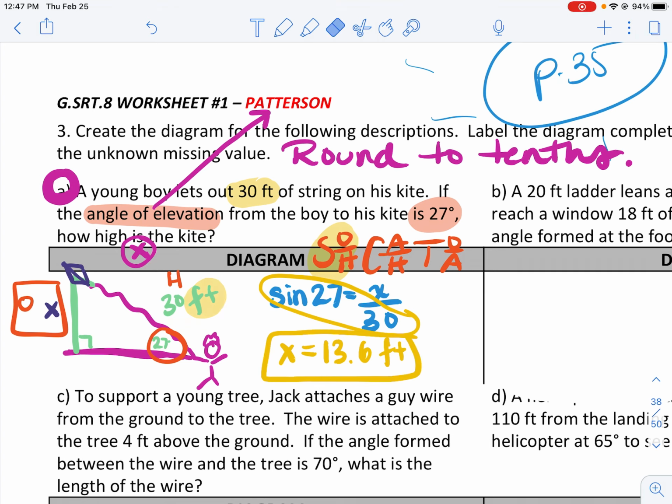So again, we've been talking about that. Look at your hypotenuse. Our hypotenuse is 30 feet, the length of the string. Would we expect that this length over here, this X, the opposite side in green, to be less than 30? Yeah, because the hypotenuse should be the longest.